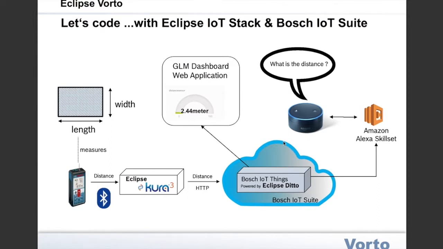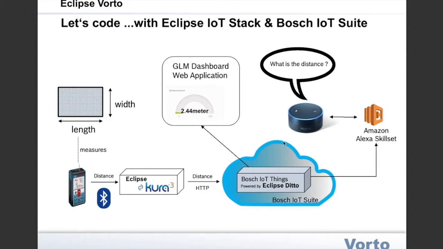This laser measurement device is from Bosch Power Tools. It's called Bosch GLM, and it's able to measure a distance via laser technology up to 100 meters, as well as the inclination. So we'd like to measure the data, for example, a floor plan with length and width, and transmit this data via Bluetooth to an Eclipse Kura gateway. This Eclipse Kura gateway then transforms this data and sends it out to the Bosch IoT Suite cloud backend.